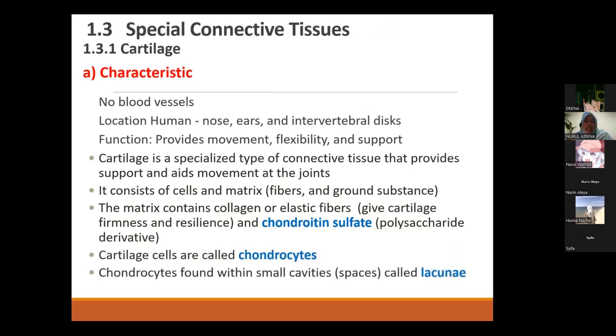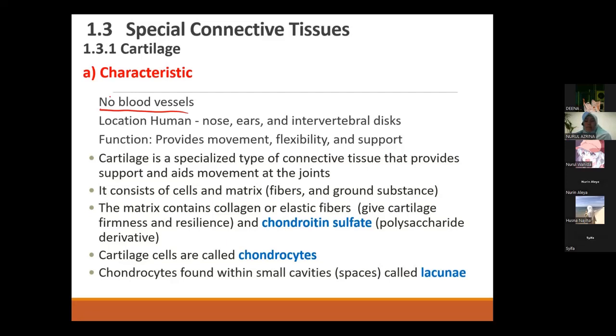Okay, so cartilage, or what we call tulang rawan. So a characteristic of cartilage is that it has no blood vessels. Where can we find cartilage? We can find it in our nose, the cartilage of our nose, and in our ears, which makes our ears elastic, and also between the vertebral bones, which allows us to bend, and so on. So these are the locations where you can find cartilage.